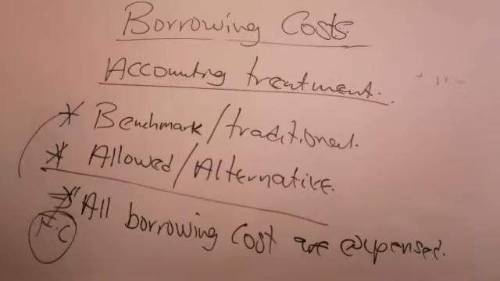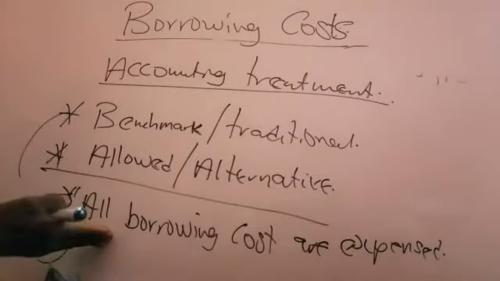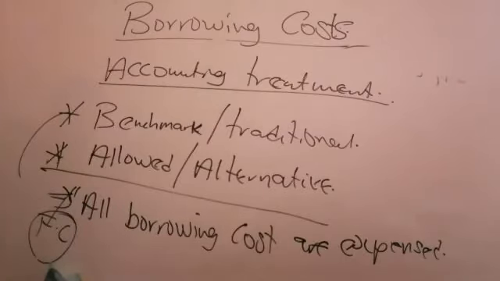Now let's go to the allowed or the alternative treatment. The allowed or the alternative treatment, in fact, we can refer to as well as the IAS 23 treatment. Now, before IAS 23 came into being, the old treatment of borrowing costs was to expense it in the P&L. That's the benchmark. Know that the IAS 23 has gone through several stages.